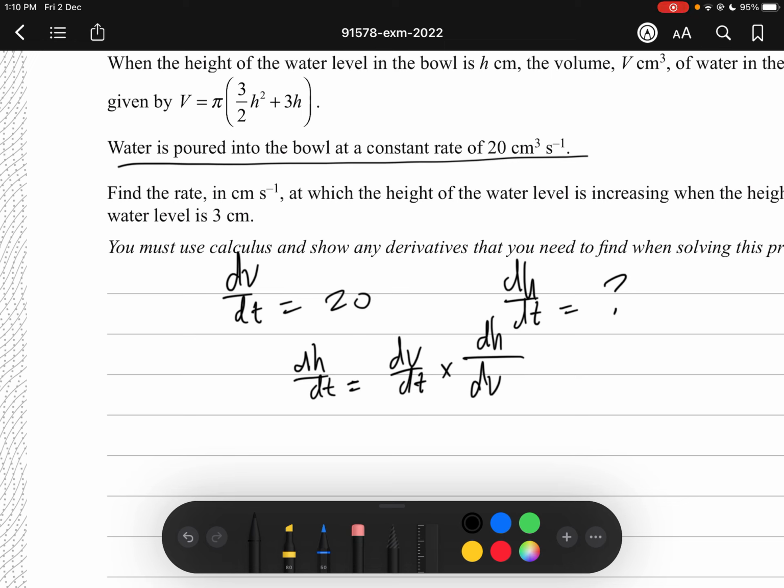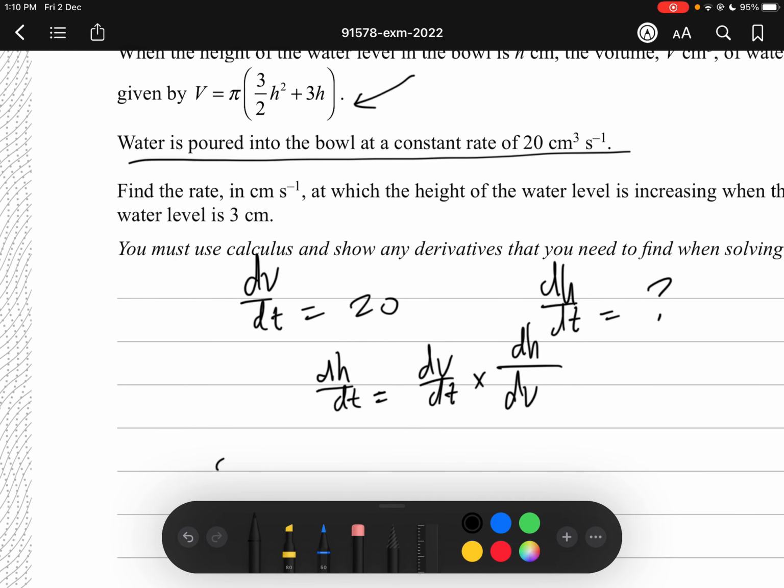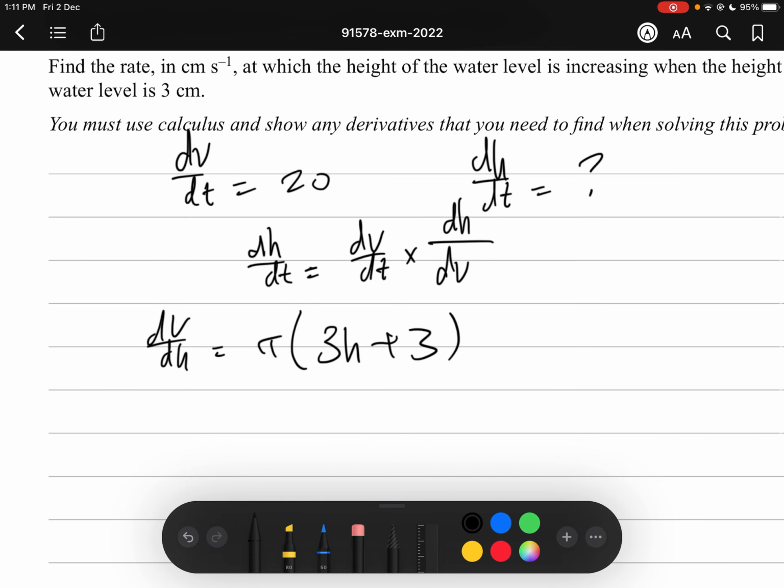So in order to find dh on dt, we need an expression for dh on dv. That is very simple, since we already have an expression for v in terms of h. So we can just find the derivative, find the expression for dh on dv, and then find dh on dt. So dv on dh is equal to pi times the derivative of the h's inside. The derivative of 3 on 2 h squared is just 3h, plus 3. Therefore, dh on dv would be the inverse, which is 1 on pi times (3h plus 3).